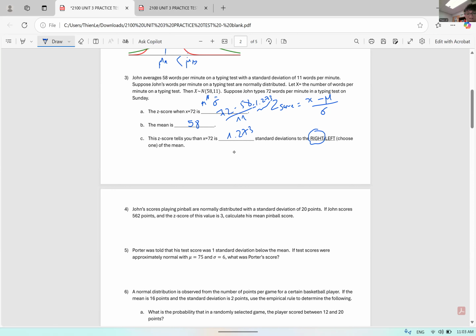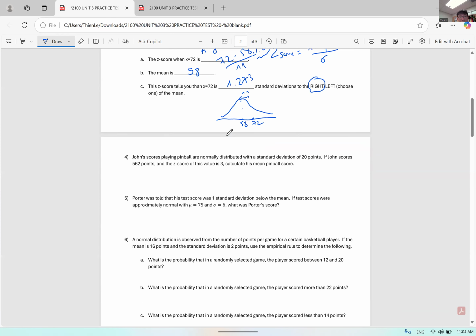So you can think of X as normal: the number of typing words is normal with mean 58 and standard deviation 11. On Sunday, he typed about 72 words, which means he is about here. So this position is 1.273 standard deviations above the mean, and the mean here is 58. So it's 1.273 standard deviations to the right of the mean, above or to the right. It's the same thing.